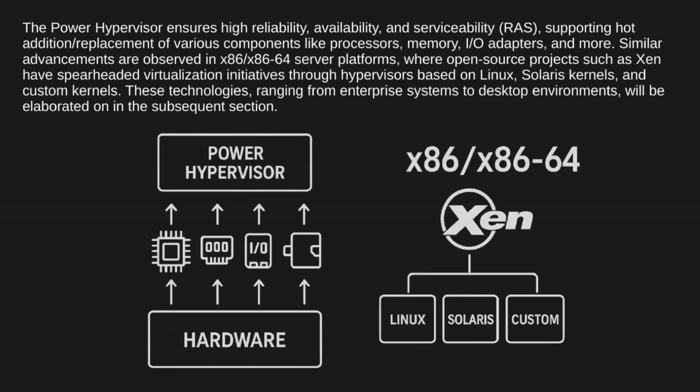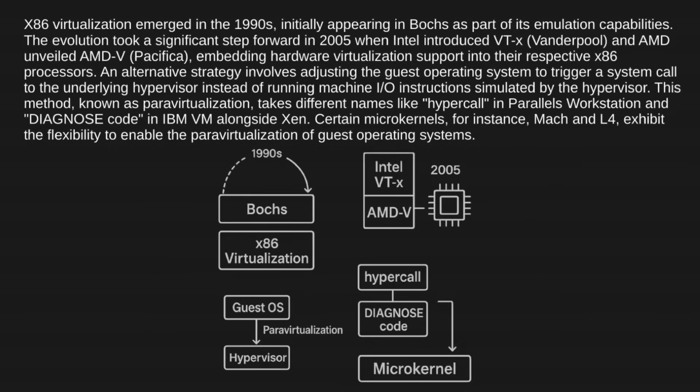Similar advancements are observed in x86 and x86-64 server platforms, where open-source projects such as Xen have spearheaded virtualization initiatives through hypervisors based on Linux, Solaris kernels, and custom kernels. These technologies, ranging from enterprise systems to desktop environments, will be elaborated on in the subsequent section. x86 virtualization emerged in the 1990s, initially appearing in DOSBox as part of its emulation capabilities. The evolution took a significant step forward in 2005 when Intel introduced VT-x, Vanderpool, and AMD unveiled AMD-V, Pacifica, embedding hardware virtualization support into their respective x86 processors.